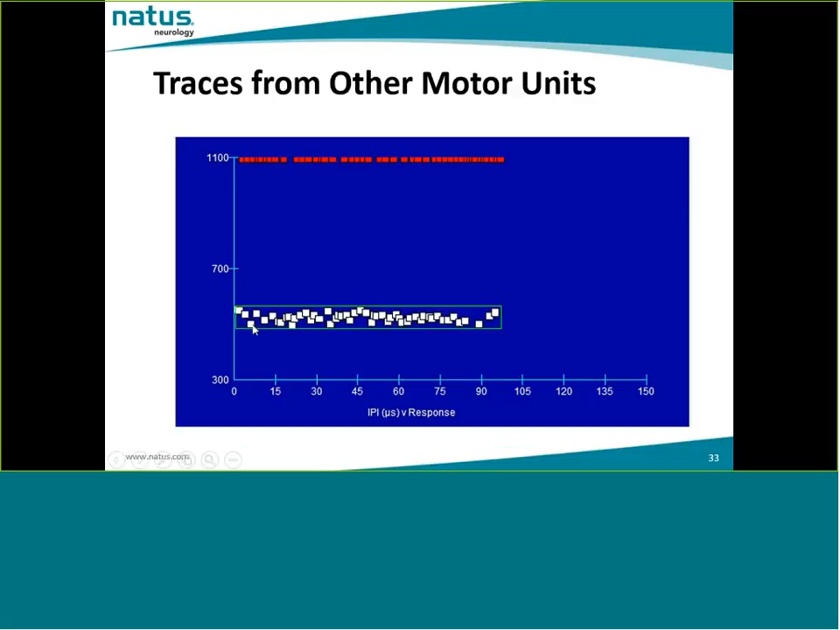If we look at the distribution of interpotential intervals, we have a nice tight distribution. This is what we see with normal jitter. And at the top, we have the red points over here. This is where we were not able to record any interpotential interval, either because there was only one action potential or we failed to see any action potential.